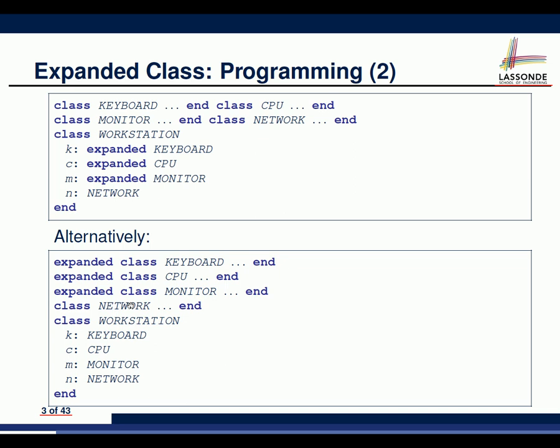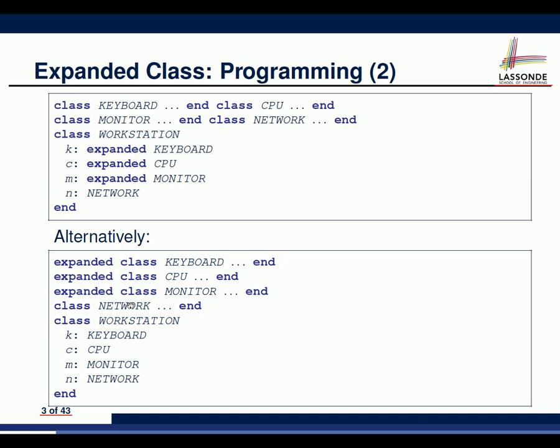As I show you the visualization in the next slide, hopefully that'll be clearer. Keyboard, CPU, monitor, they're not shared. They're expanded. Expanded means no sharing. You just contain them, with no reference. Okay, why don't we have a look at one example?